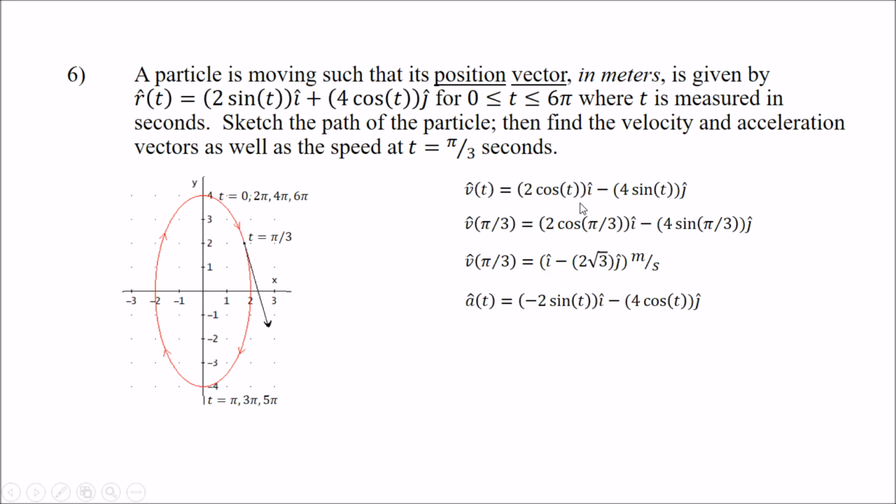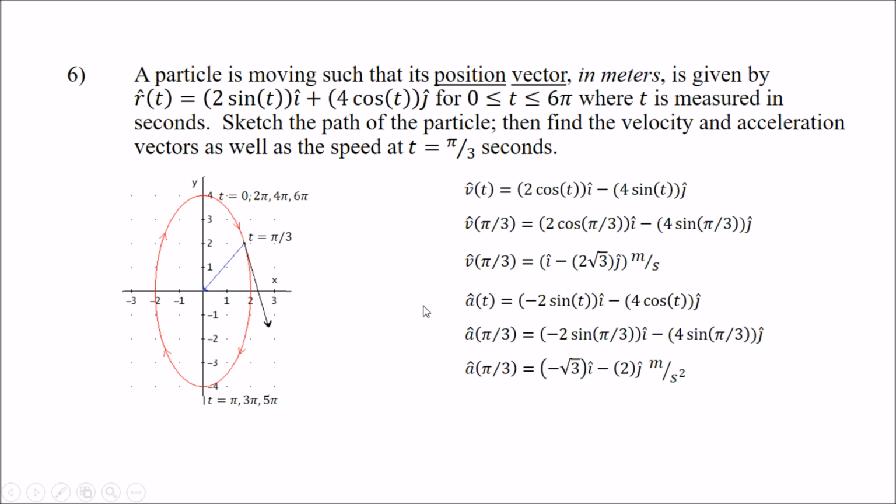Now, for the acceleration vector, take the derivative of the velocity vector. So the derivative of 2 cosine is negative 2 sine. The derivative of negative 4 sine is negative 4 cosine. Then plug in pi over 3 and evaluate. And my acceleration vector at time pi over 3 is negative square root of 3 i minus 2 j, meters per second squared. And here is the acceleration vector.